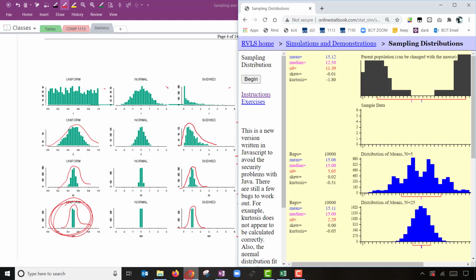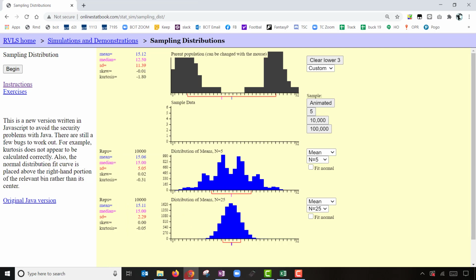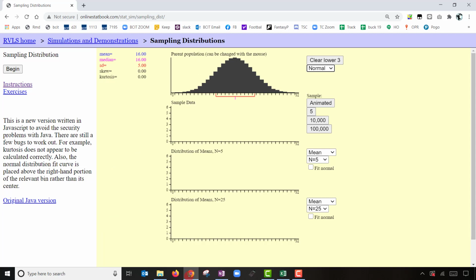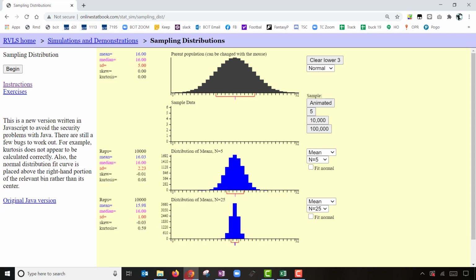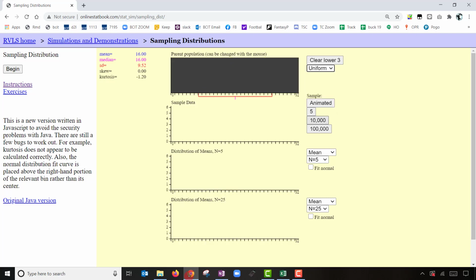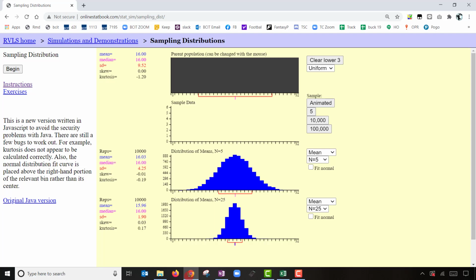There's a neat little website you can play around with where you can draw your own distributions. Here's a normal distribution, and you can set the sample sizes that you'd like. I set mine to be 5 for this plot and 25 for the last one. If I start with a normal distribution and I take 10,000 samples, these are what the plots look like. If I start with a uniform distribution and take 10,000 samples, I even get a normal distribution at 5, which is a pretty small sample size.